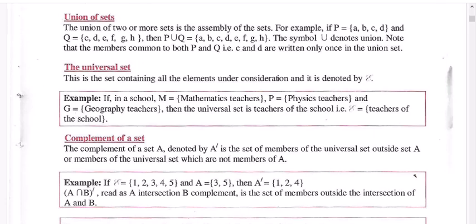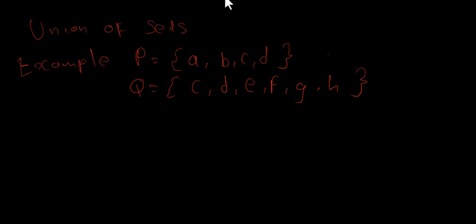Right, we now look at the union of a set. The union of two or more sets is the assembling of the sets. When we talk about union, you bring together all the elements which are found in all the sets. For example, if P is equal to these elements, I'll write them on the other part. Then P union B is going to be all the elements in the set. The symbol we use looks like a U, and it denotes union. On the other hand, let me write the question we solved. Right, so we're saying a union of a set.